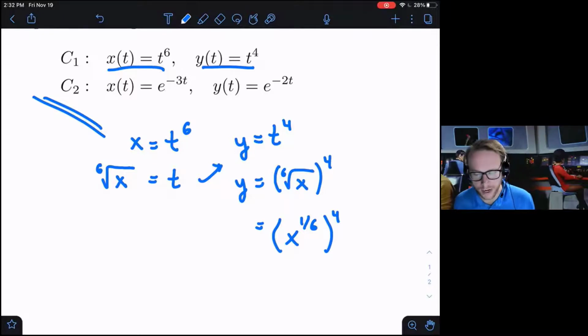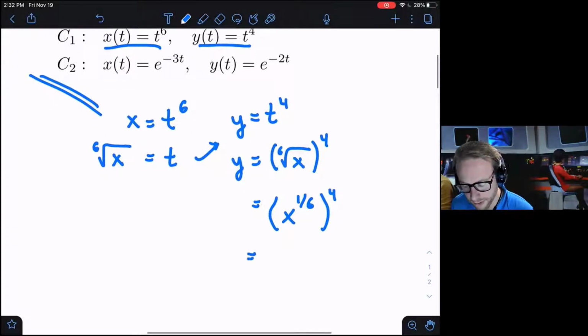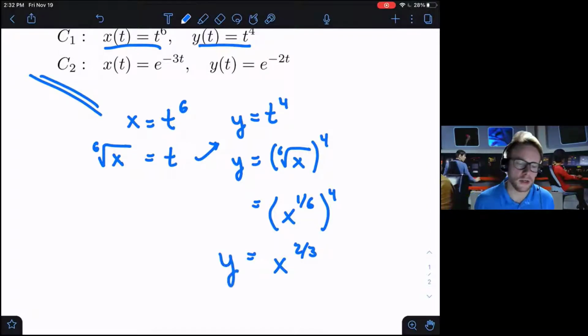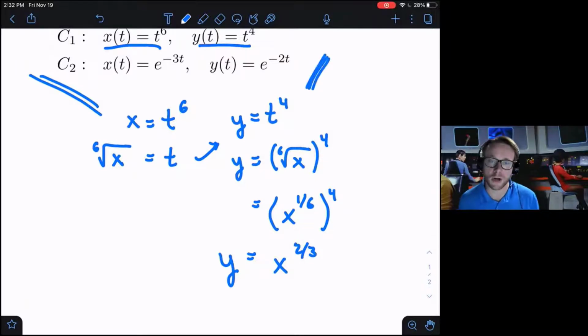Now, when I have powers raised to more powers, they multiply. So this is going to be x to the 4/6, or we can simplify and write that this is x to the 2/3. So again, the Cartesian form of this is y equals x to the 2/3 power. Why don't we go ahead and check and see if we have the same Cartesian equation for C2. I recommend that you pause the video here, try this one on your own, then come back when you're ready to see the result.